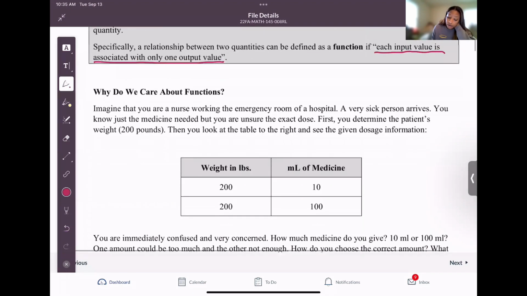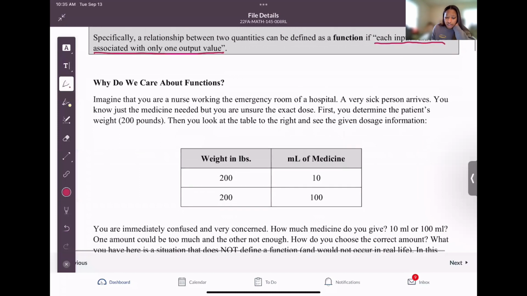Okay. Why do we care about functions? Imagine that you are a nurse working in the emergency room of a hospital. A very sick person arrives. You know just the medicine needed, but you are unsure of the exact dose. First, you determine the patient's weight, which is 200 pounds. Then you look at a table, or the table to the right, and see the given dose information.